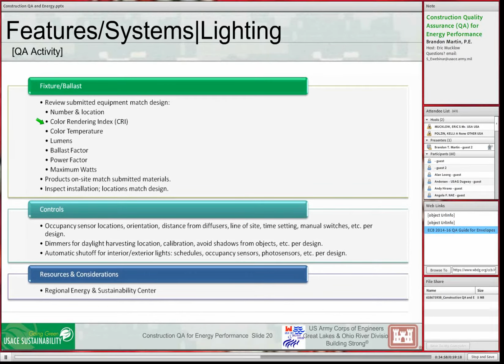We also need to make sure the quality of the color is there. Color temperature and color rendering index. Why? Well, if the customer decides that the value or the quality of the light is low in a space, he may end up adding more equipment and using more energy to try to make up for this poor installation. So we need to make sure that these are correct. Whatever's on site needs to match, and we need to inspect to make sure that it matches design.